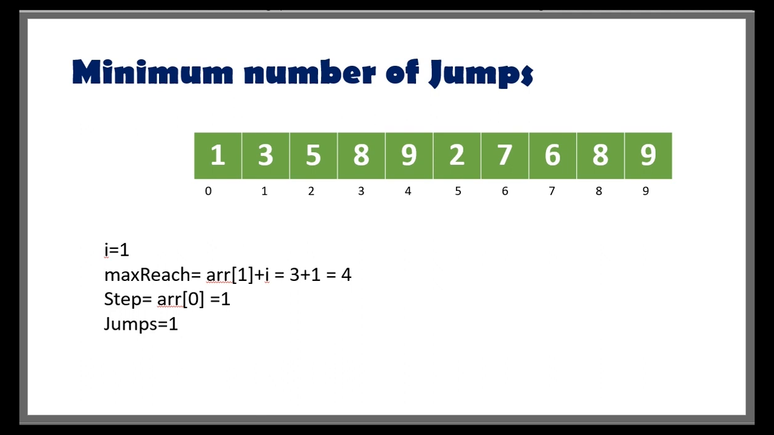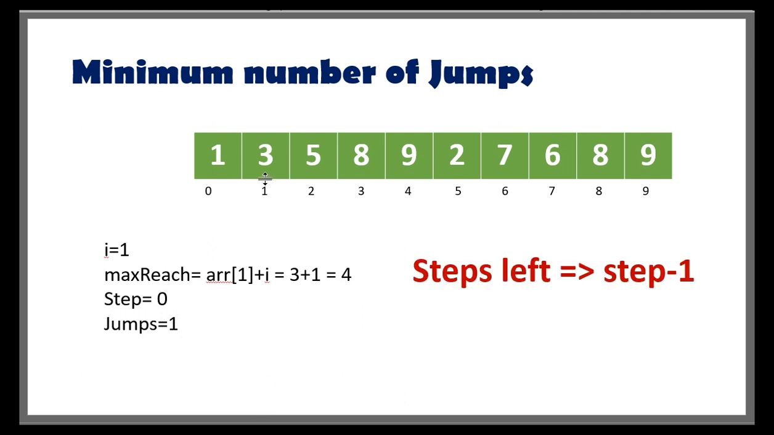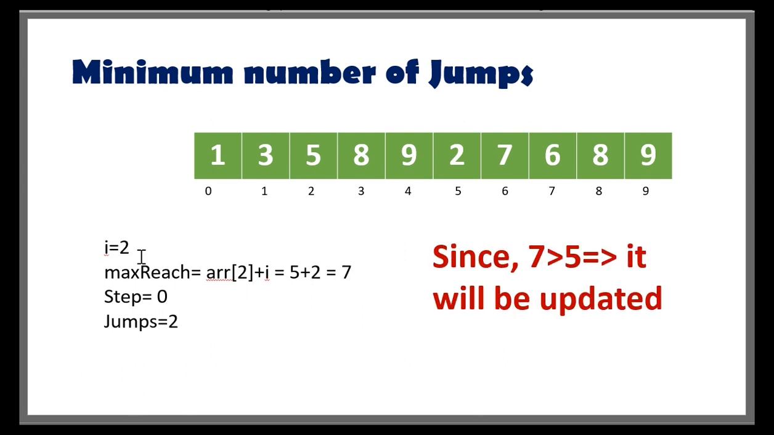Steps will be decreasing by 1. So here the steps is 0 and jump is 1. And people, every time the value of step is 0, the jump variable will be incremented. Okay, so now the value of jump is 2. Okay, now let's move forward.